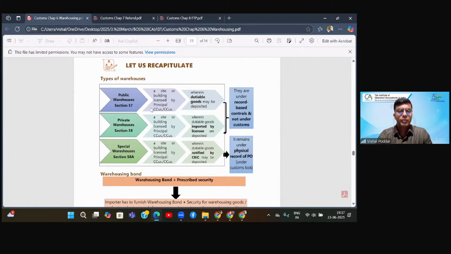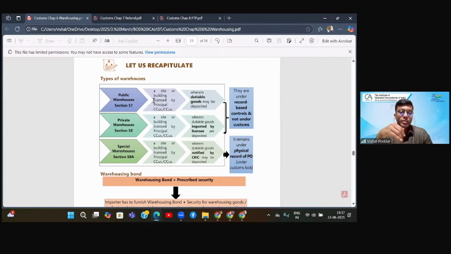So first we have to understand the types of warehouse. What are these types of warehouse? First is the public warehouse, which is section 57. What it says, it is a place, you can say it is like a government property. It is owned and controlled by government. That is what a public warehouse is. And then there is another place which is called a private warehouse. Private warehouse is your own warehouse, but it is licensed with the customs.